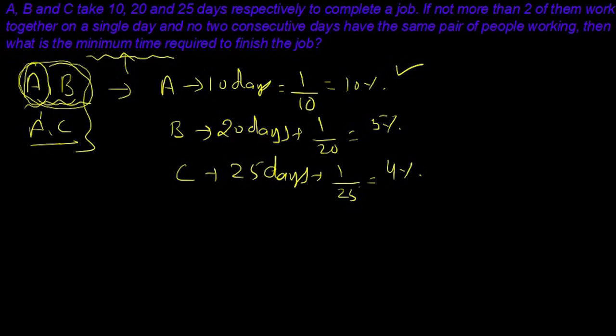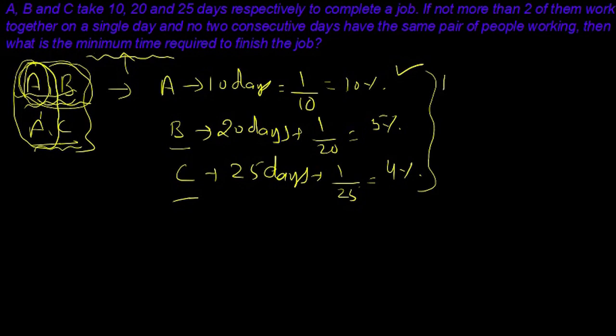Now A is 10%, B is 5%, C is 4%. So what should we do? Let's start with A and B. Then we should switch to A and C. So then A can work daily. If A can work daily, I think you will get the minimum number of days.